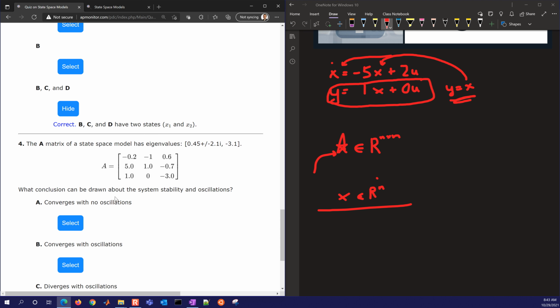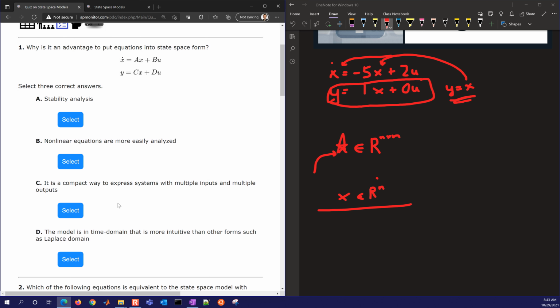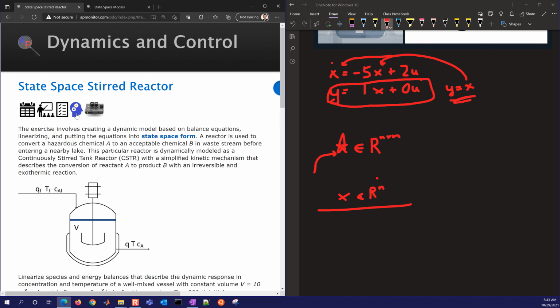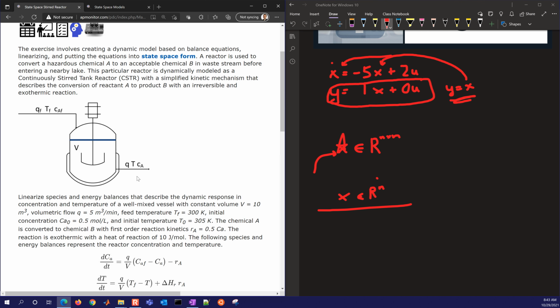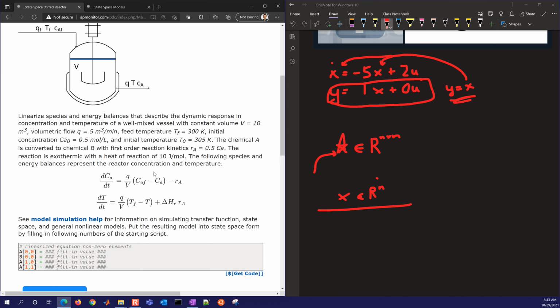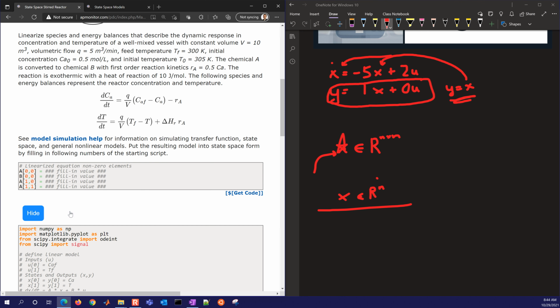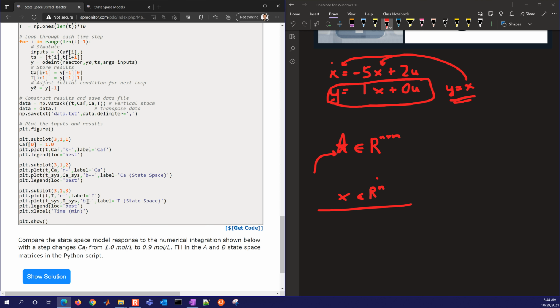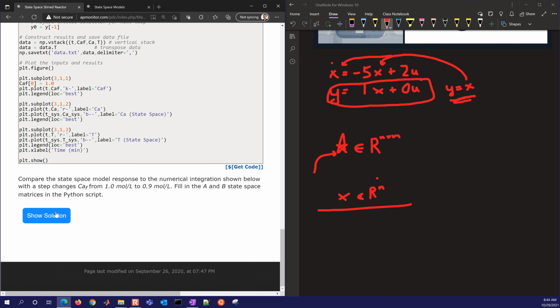Alright, well that concludes the quiz. I hope you were able to test your knowledge and tried it out yourself before looking at the solutions. The next one is going to be an exercise that involves a reactor in state space form, where you can linearize and put it into this state space form, and there's a starting script as well that you can use to simulate that.